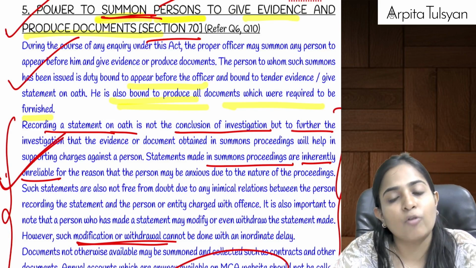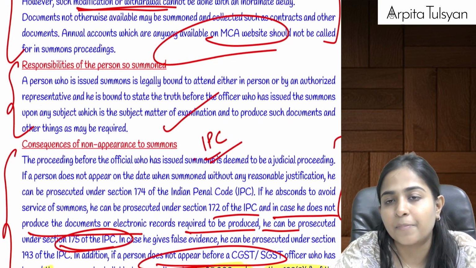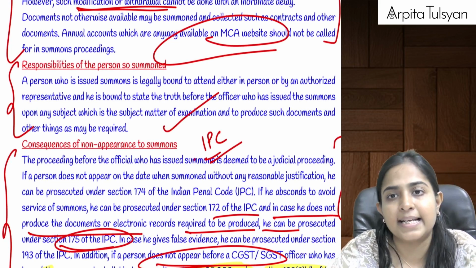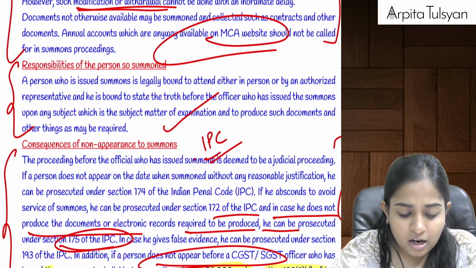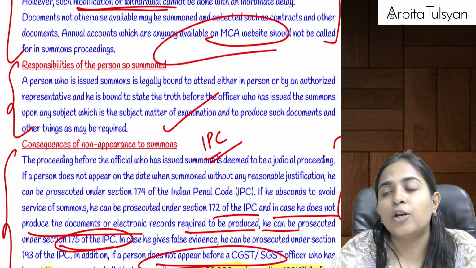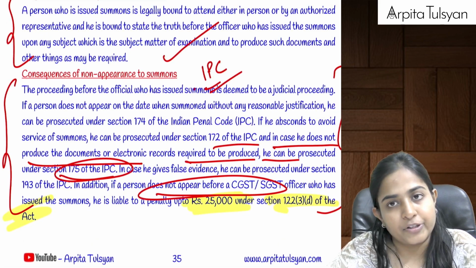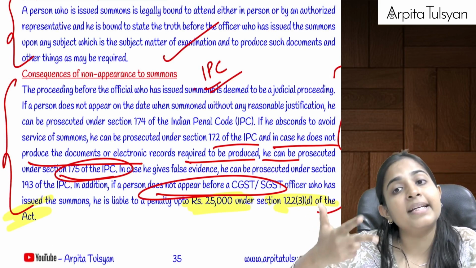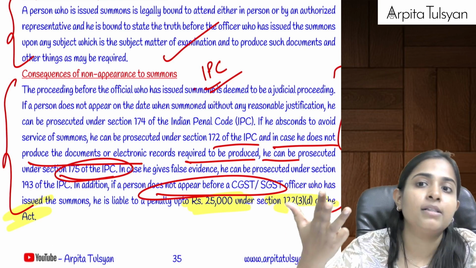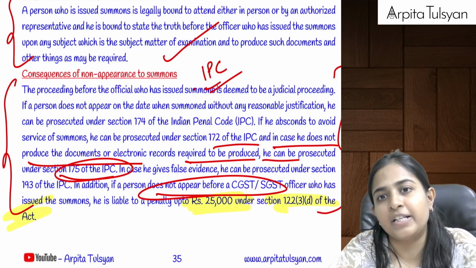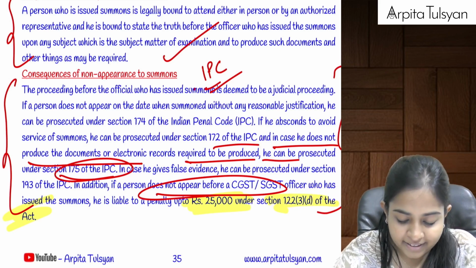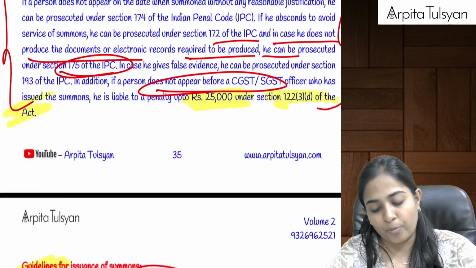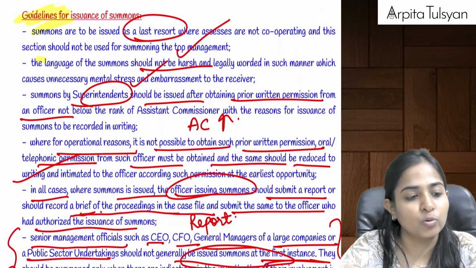If this is done, what is the responsibility of the person who is being summoned? It is the responsibility of such person, first of all, to appear before that particular officer, and to provide the necessary information whatever he has been asked. If he is not appearing, or is trying to abscond, or has appeared but is not giving the evidence, or is giving false evidence, then in any of these cases he will be liable to be prosecuted under the Indian Penal Code. And if he does not appear, then additionally he will also be liable for a penalty of up to rupees 25,000 because he did not listen to the officer.